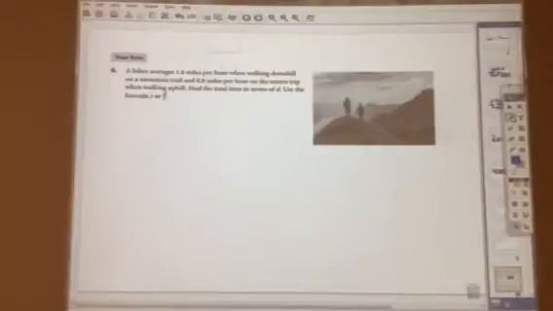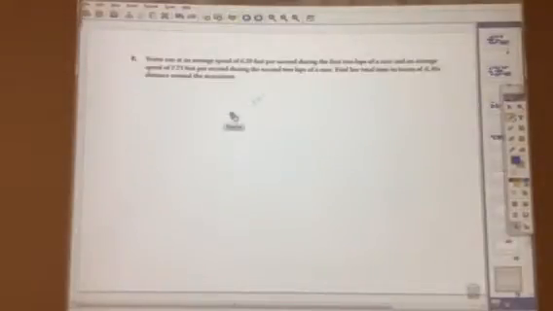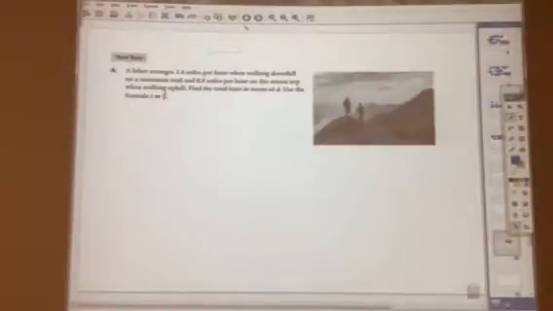Use the formula T equals D over R. Now, when it says in terms of D, that means that D will be part of your answer. So I have T equals distance over rate. Time equals distance over rate. So we're looking for time.